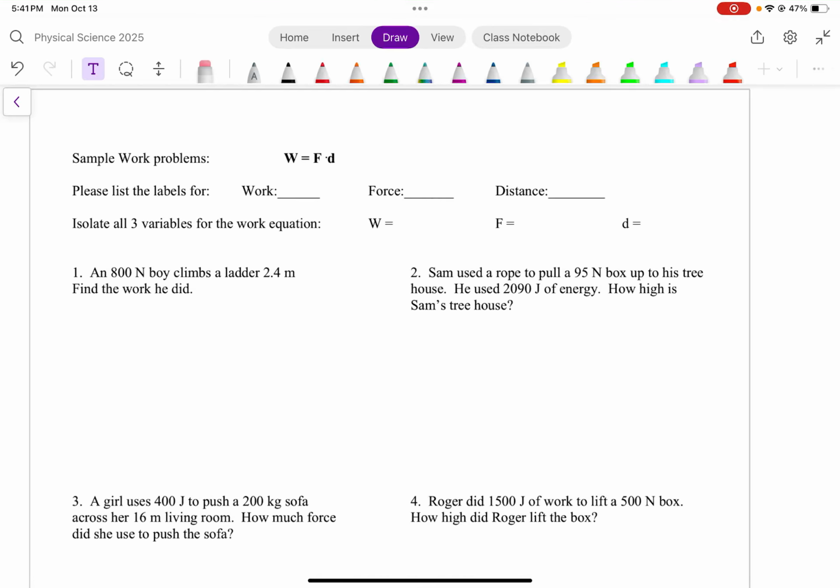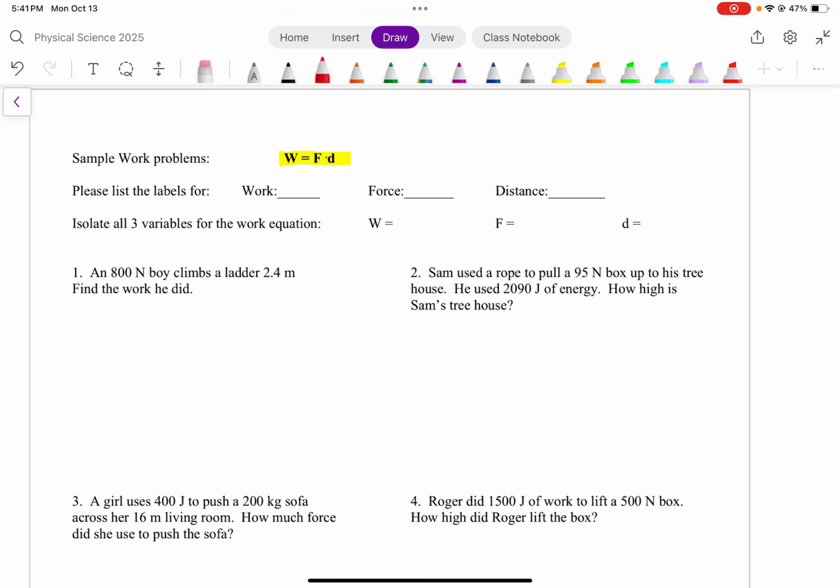Okay, let's go through how to do some work problems. We've got the equation up on top, work equals force times distance. We can see that right here. And this is a little bit new to us. These are some of the things that I used to write for you guys on top of the sheets, and now they're actually printed on the sheet.